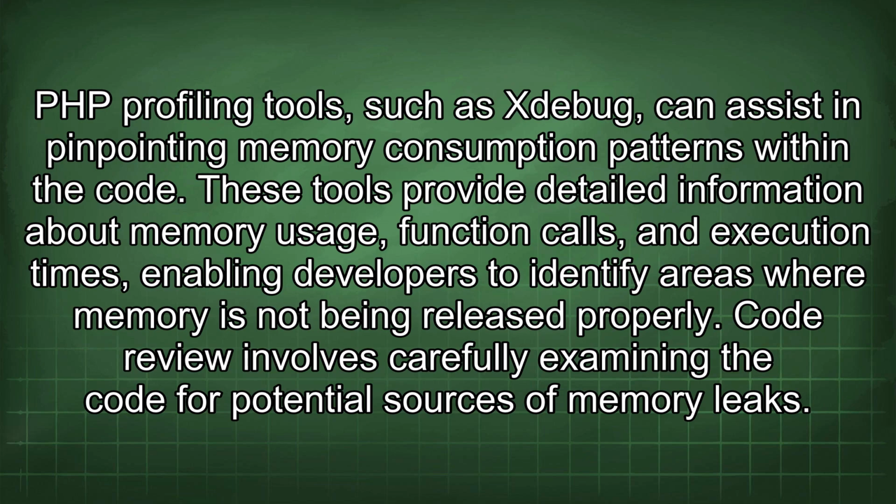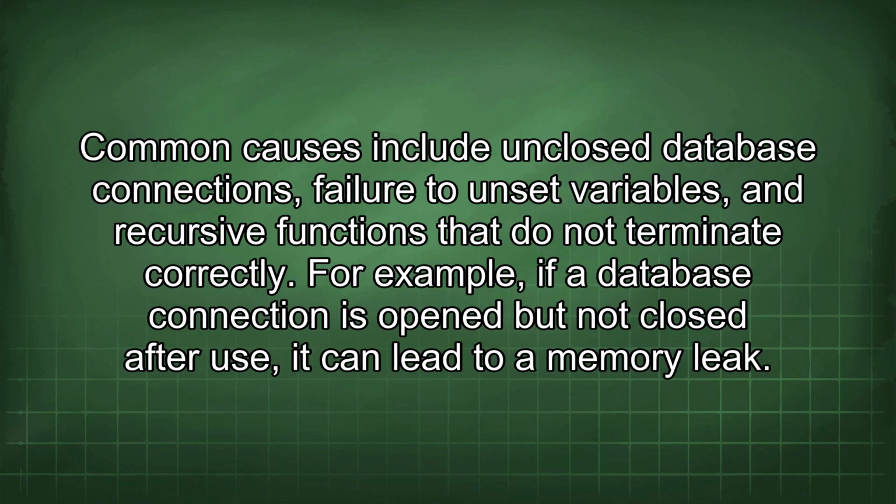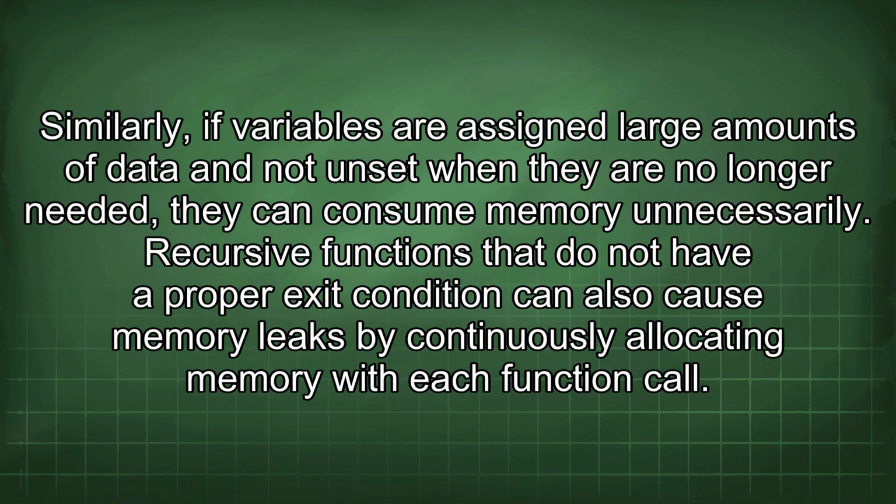Code review involves carefully examining the code for potential sources of memory leaks. Common causes include unclosed database connections, failure to unset variables, and recursive functions that do not terminate correctly. For example, if a database connection is opened but not closed after use, it can lead to a memory leak. Similarly, if variables are assigned large amounts of data and not unset when they are no longer needed, they can consume memory unnecessarily. Recursive functions that do not have a proper exit condition can also cause memory leaks by continuously allocating memory with each function call.